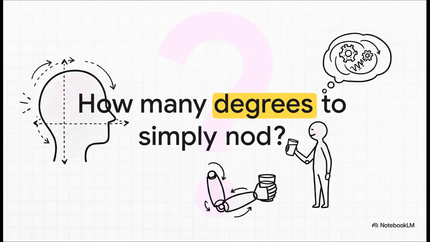Which leaves us with a pretty fascinating thought to end on. Knowing how many shifting axes, coupled motions, and degrees of freedom are required just to successfully take a single sip of water, how many degrees of freedom are you using to simply nod your head along with this explainer right now? The sheer complexity of your own biomechanics is happening every single second. Keep wondering about it and keep exploring.